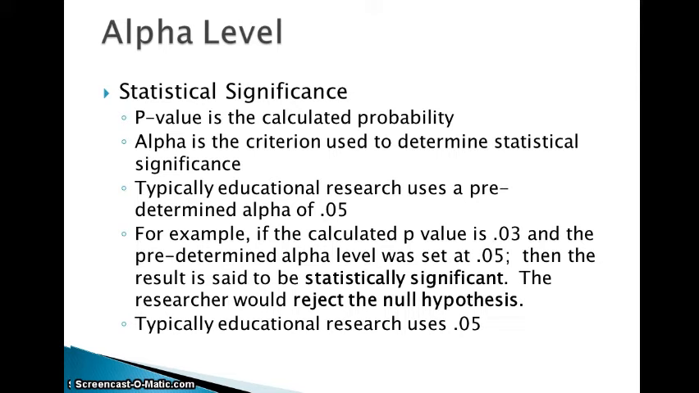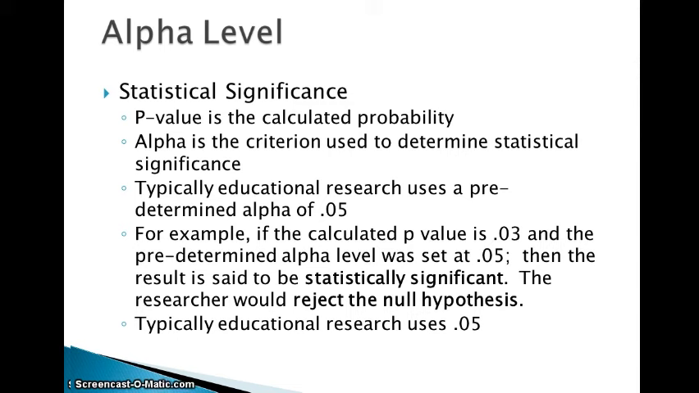So if you think about it like this, the p-value is the calculated probability. Alpha is the criterion used to determine statistical significance. Educational research typically uses an alpha of 0.05. So putting that all together, let's say you ran your statistics and the p-value that SPSS puts out is 0.03. And before you run your statistics, and it is very important that this is done prior to running statistics, you had determined, well, I'm comfortable with a 0.05 alpha level. Then, in this case, the result's statistically significant, or you would reject the null hypothesis.